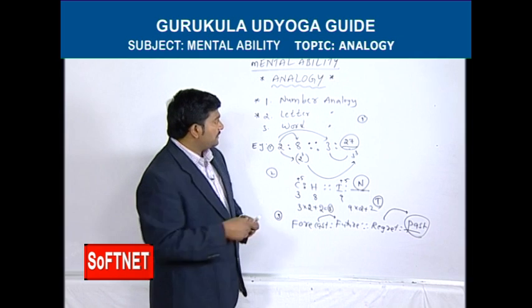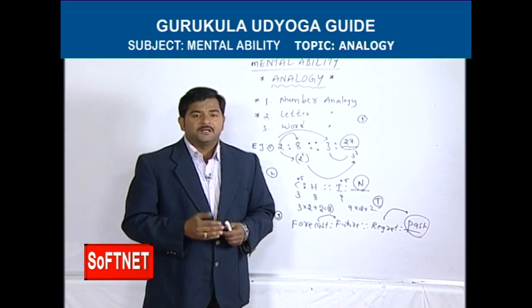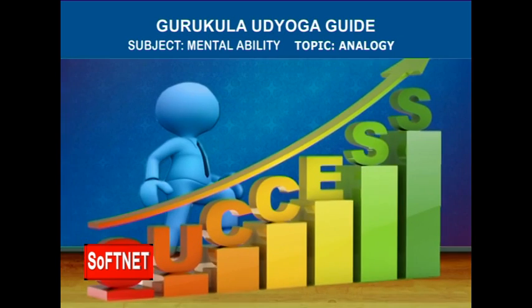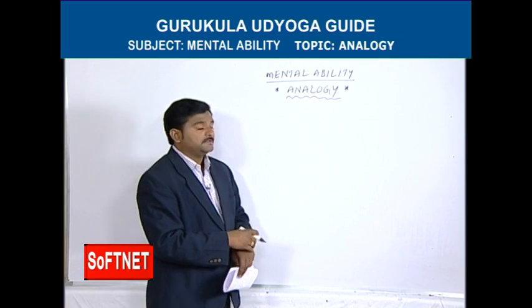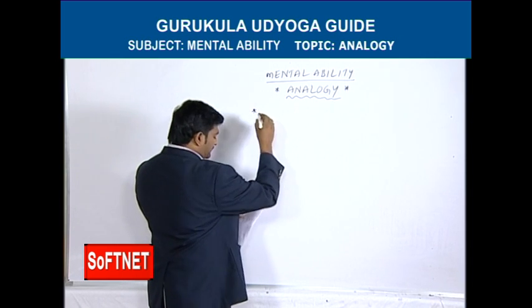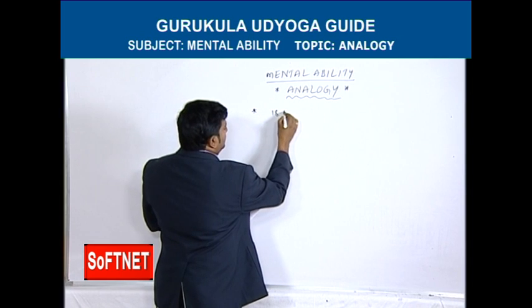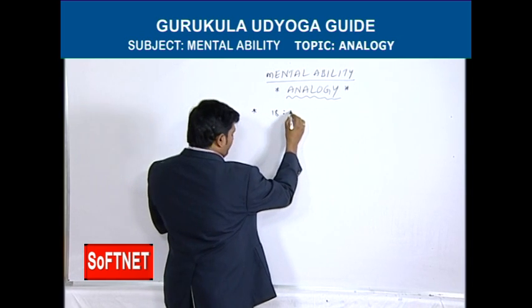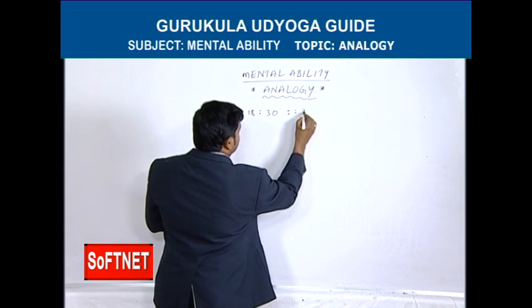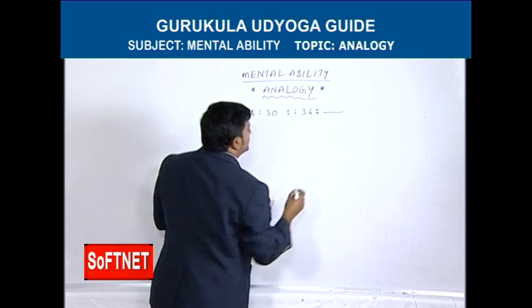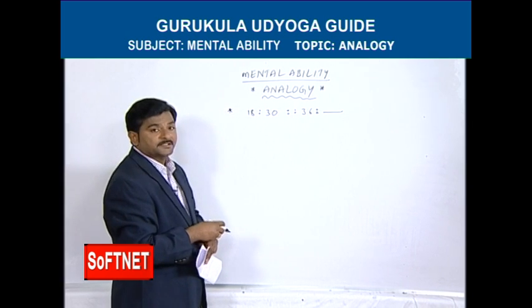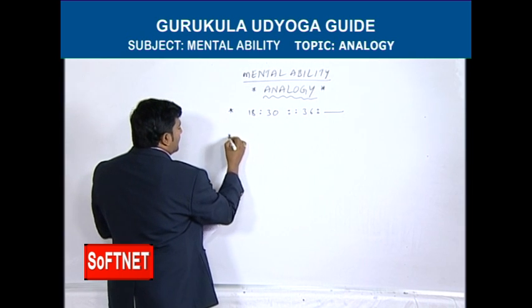Now, by taking each and every type in detail, we will discuss many examples. Okay, let us start the practice bits. Now letter analogy problems. Let us start by discussing some models. First question is given like this: 18:30 is as 36 dash. That is one type of question.